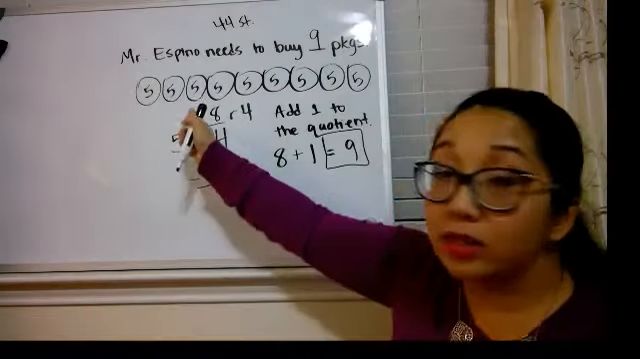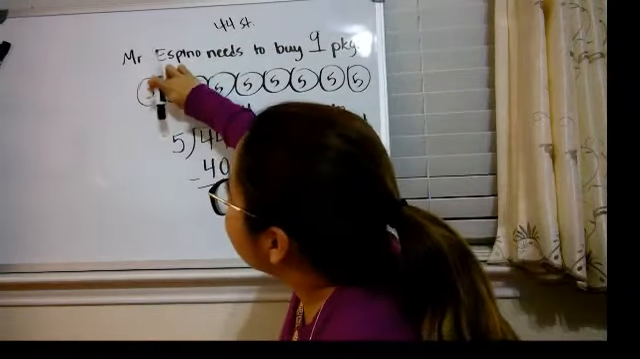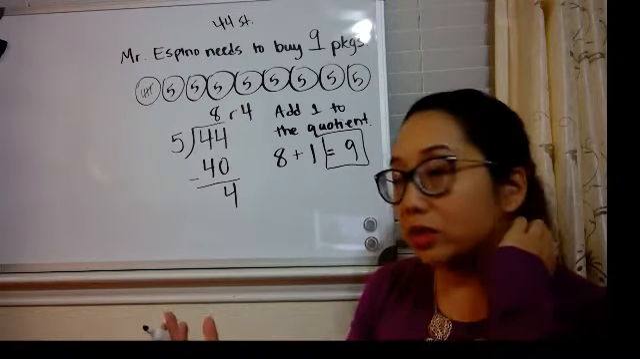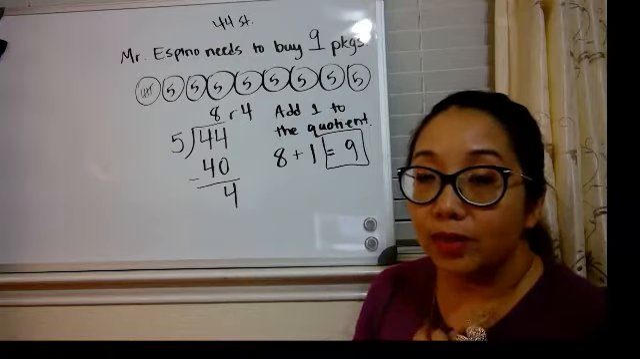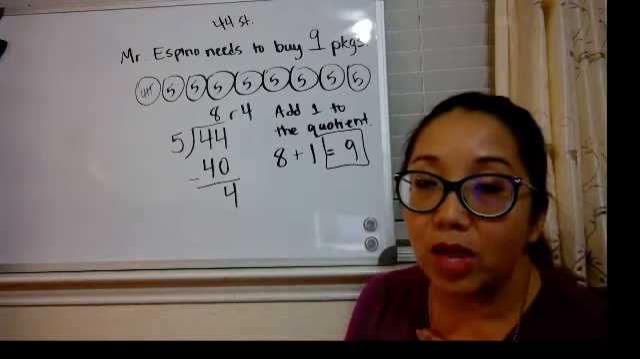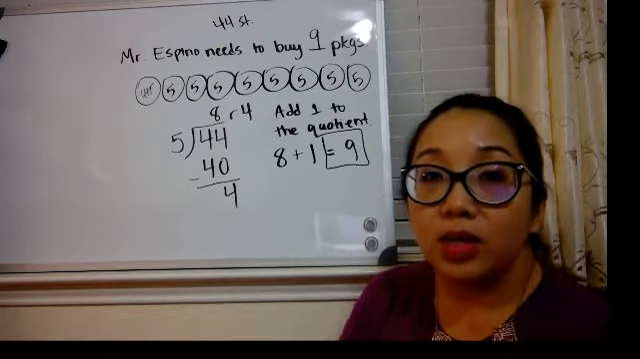Your model drawing can look like this. If you wanted to, you could use tally marks, but it just takes forever. Okay, it takes forever to draw all the tally marks. You can use numbers to kind of help you out, but of course, you can also use the block form, and I'll solve a problem with the block form of model drawing in just a minute. Okay, so all of this is appropriate model drawing.